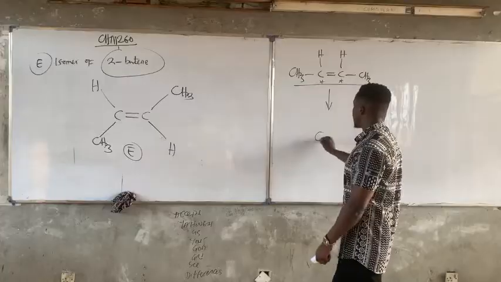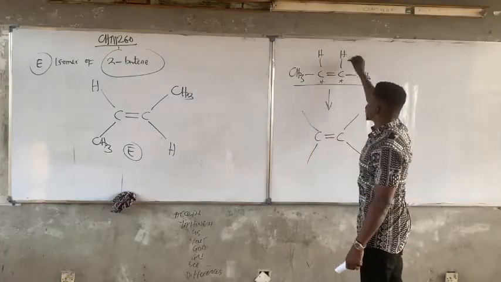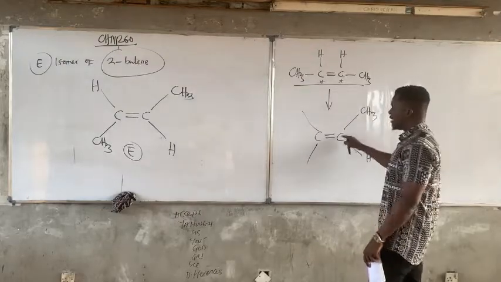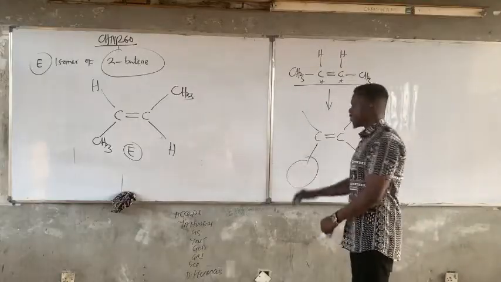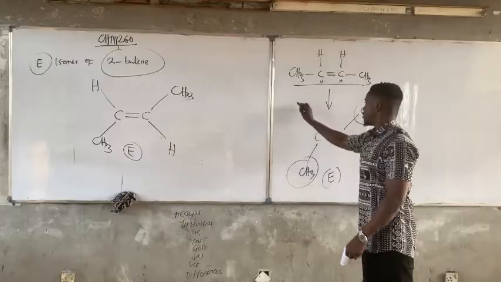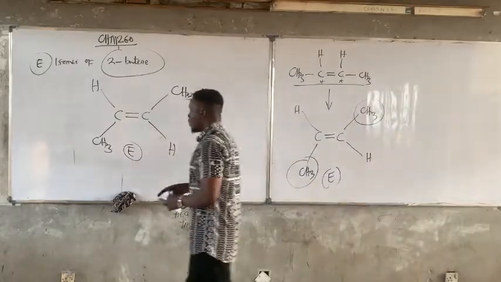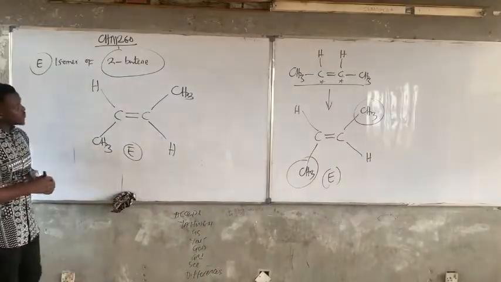Now you can transform this into the geometric form. Put the 2 carbons of the double bond at the center. Each carbon has 2 substituents, so we put CH3 and H. On this carbon, CH3 takes the higher priority, so the second higher priority substituent must be down if I must get my E, because E stands for opposite sides. So this is the E isomer of 2-butene.